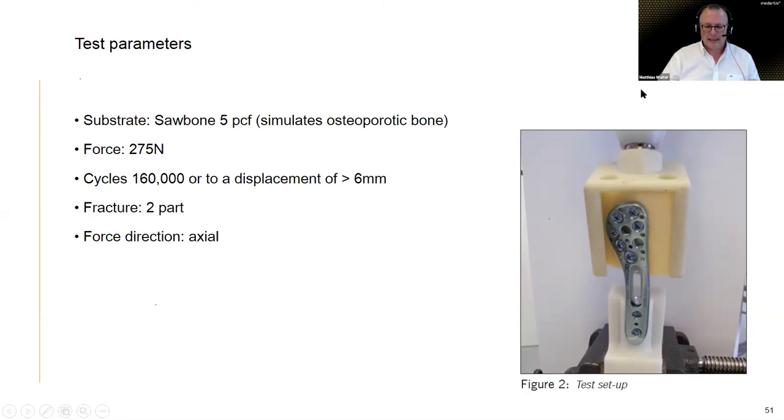We applied an axial load of 275 newtons, so roughly 27 kilograms. We had certain parameters: after 160,000 load cycles we stop the test, or as soon as we have a displacement, meaning longitudinal slots inside of the bone greater than 6 millimeters. This is also when we would have stopped the test. We had a two-part fracture. The force was purely axial, so the simplest kind of setup without any torsion and moments. Just pulsing, simple. I don't want to overcomplicate things.